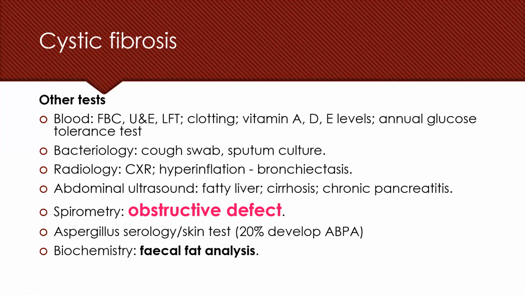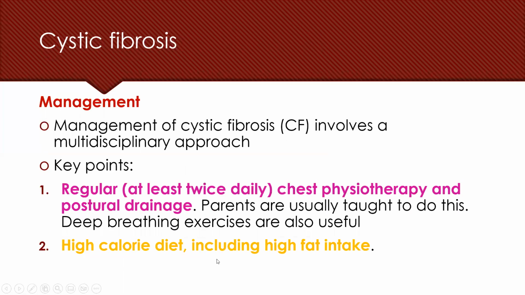And when we move to obstructive and restrictive lung disease, we will understand what is meant by obstructive versus restrictive diseases. Aspergillus serology and the skin test is also important because 20% of patients may develop allergic bronchopulmonary aspergillosis, and by biochemistry, we need fecal fat analysis because it's a marker of pancreatic insufficiency.